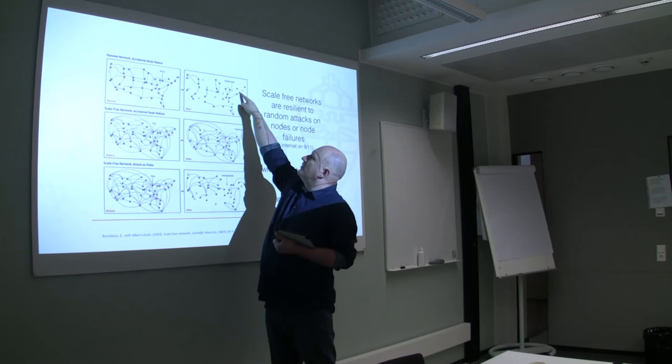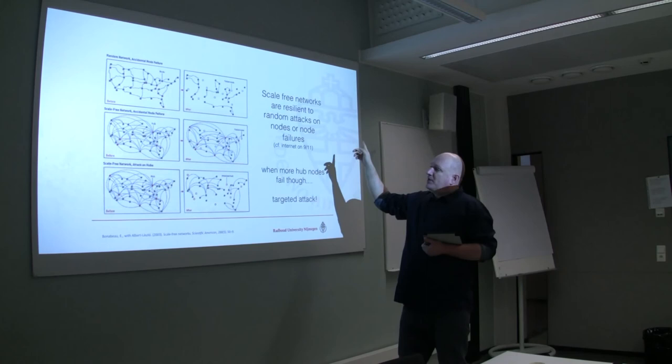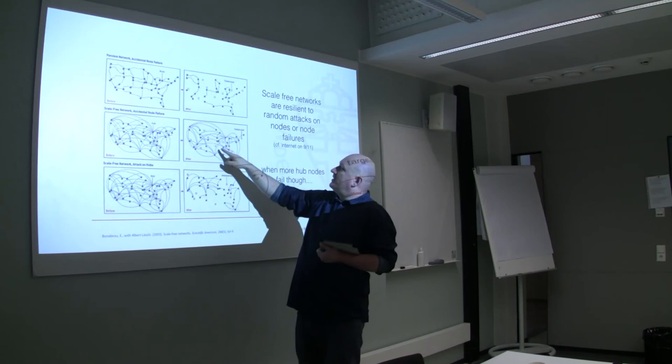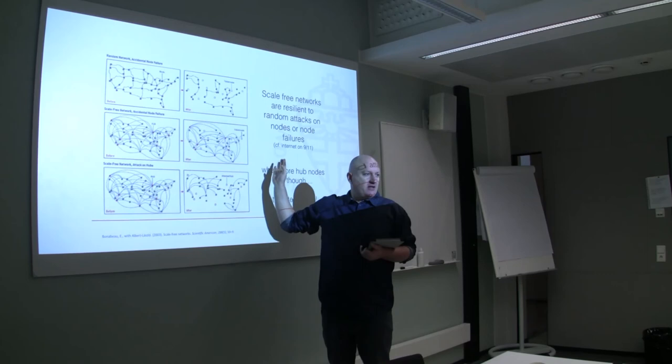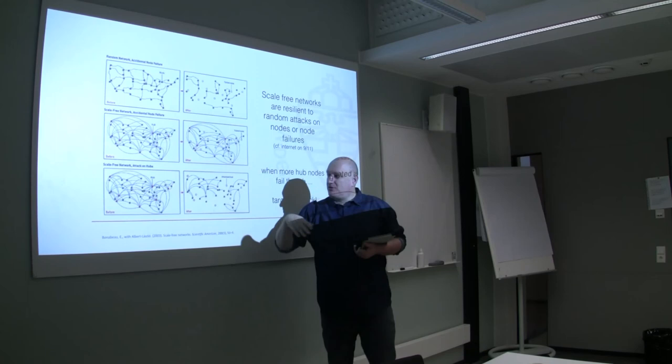But in the scale-free networks, so here we have the scale-free network, if you take out the same nodes here, so the same cities here are gone, it's still possible to get from one node to any other node of the network. Right? And that's really because of the way that these networks are structured.